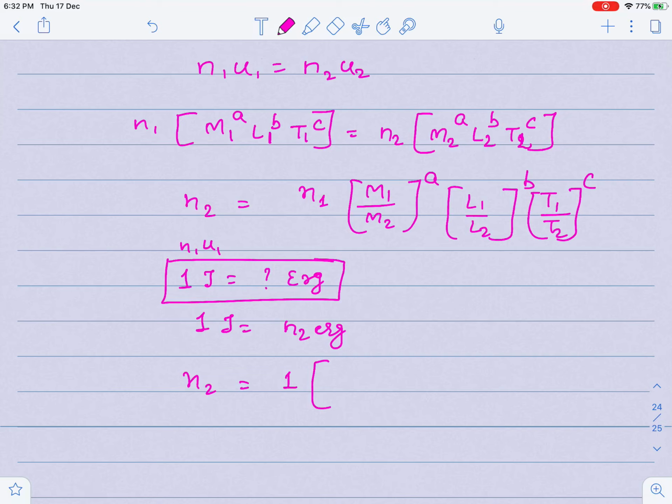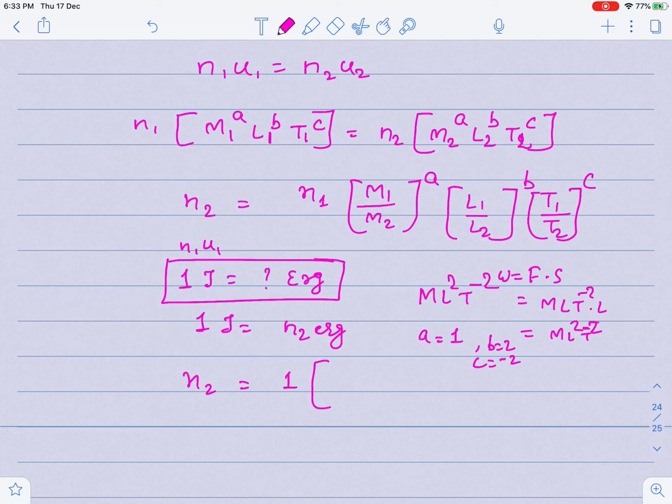As you know that the dimension of work is force into displacement. So ML2T to the power minus 2, this is the dimension of work. Work can be written as force into displacement. Force dimension, you know, is mass into acceleration, MLT minus 2, into L. That is why, guys, I am suggesting you to see all the dimension analysis we have done earlier. So ML2T minus 2. Now, M1 by M2, see here I can write a is equal to 1, b is equal to 2, and c is equal to minus 2.